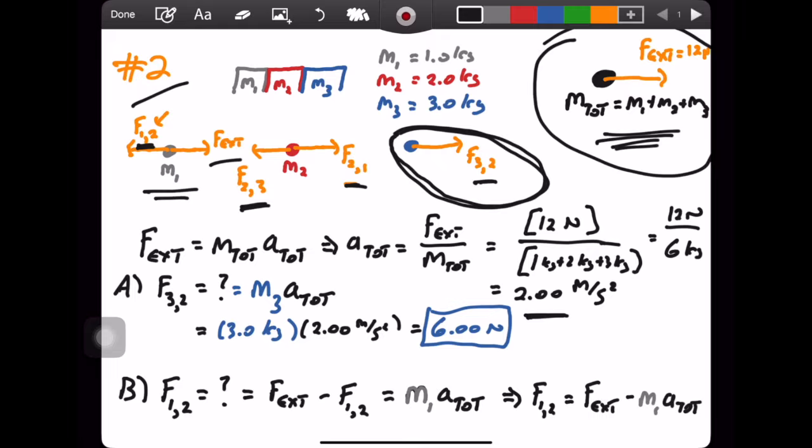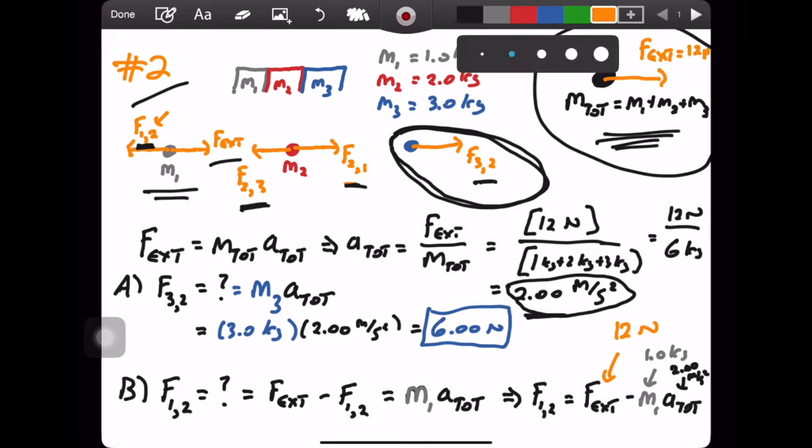And remember, we have these values already. That's 12 newtons. And this is 1.0 kilograms. And our A total, we calculated right here, that's 2.00 meters per second squared. So we're going to get 12 minus 2 equals 10 newtons. So that's how you solve for B.